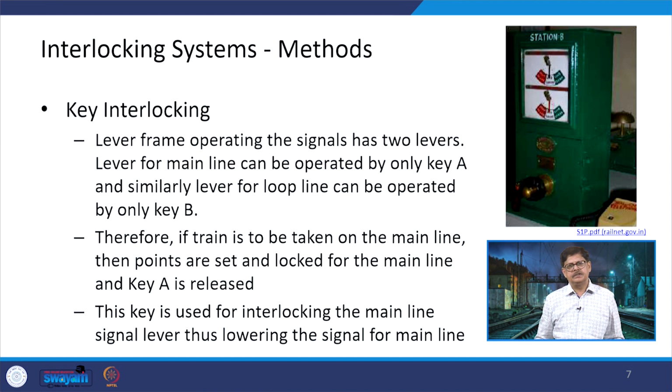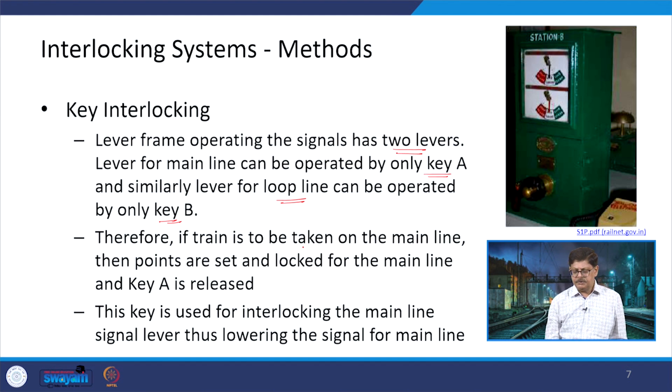Then the lever frame operating the signals has two levers: a lever for the main line, which can be operated using key A, and similarly another lever used for the loop line, which can be operated with key B. When we say we are operating it with key A or key B, it means that key A or key B is inserted there and then it makes that lever operational. So when you do not have the keys available, obviously the levers cannot be operated. This is a mechanism so that by mistake you do not operate some other lever. So this is how they have been designated.